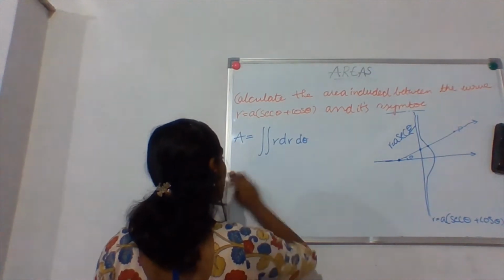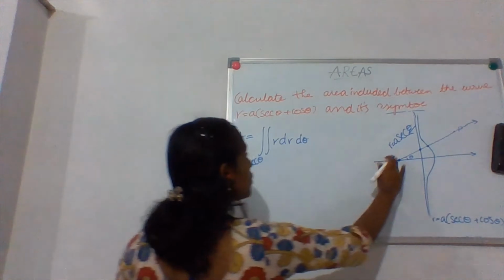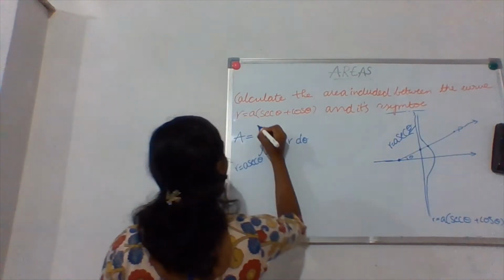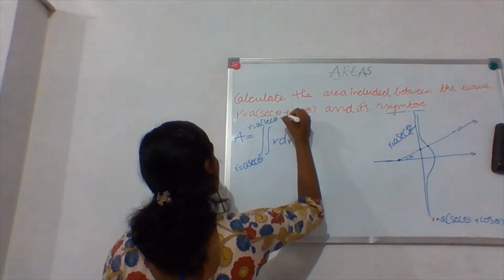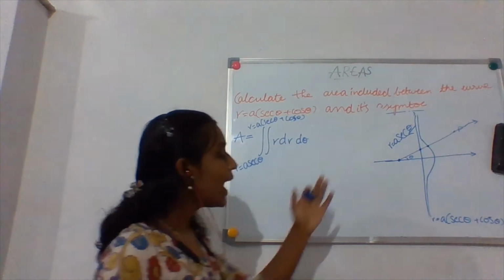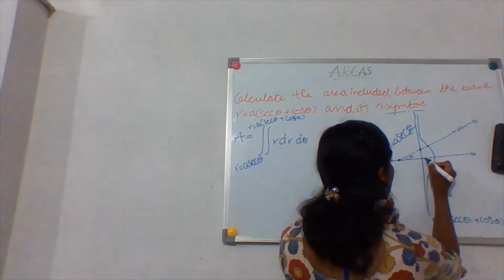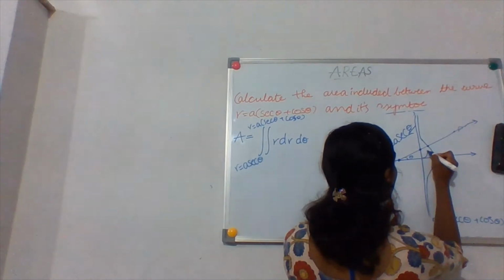I will write it much clearer. r is equal to a secant theta to, what is this curve? r is equal to a of secant theta plus cos theta. Okay, secant theta plus cos theta. And what is theta? Theta is from here to here, right?